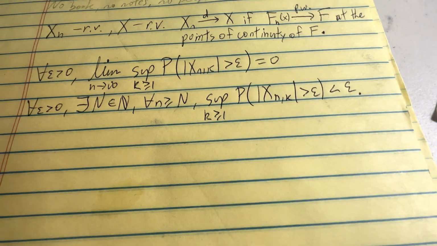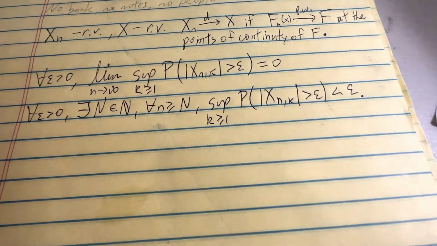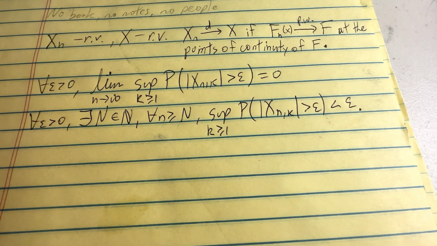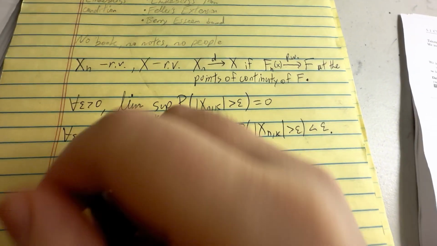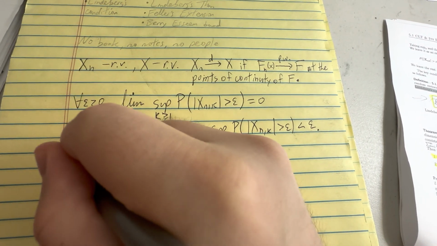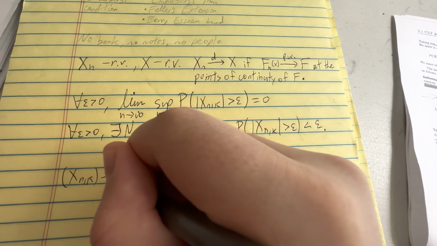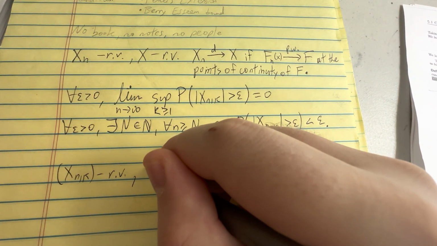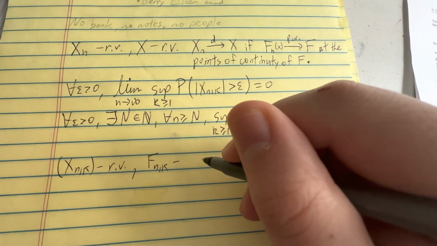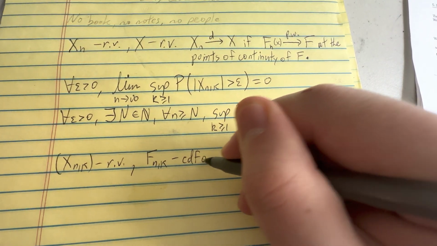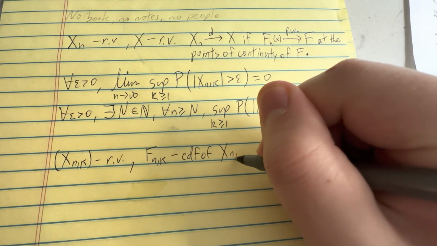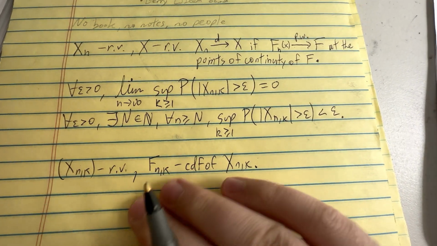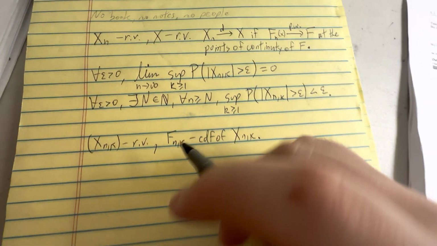And then the last definition that we need to know is Lindeberg's condition. So it says here, I probably should write out the extra stuff. So we have Xnk random variables. They have their associated distribution functions, so I'll write CDF of Xnk. So those are just the preliminaries to make sure I'm not being dishonest. And then we write down the definition.